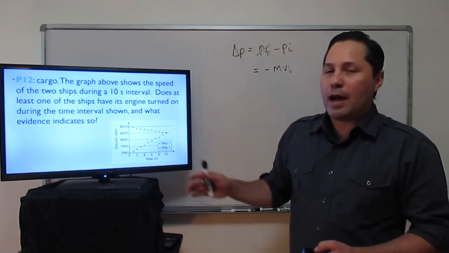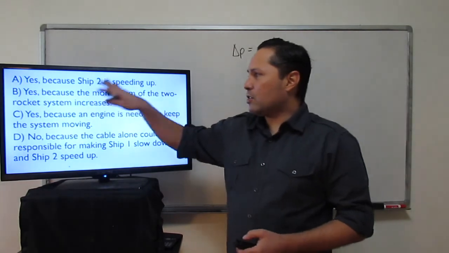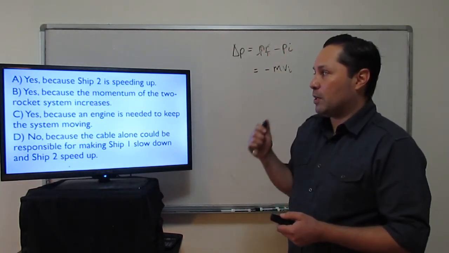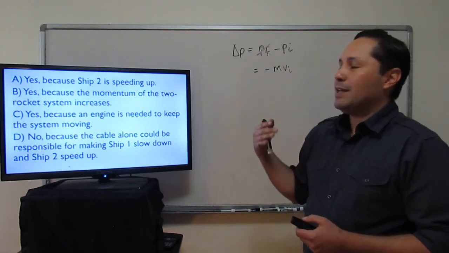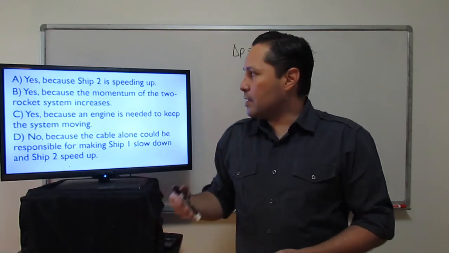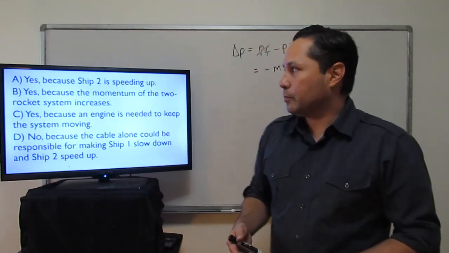So the answer would be yes, and it's actually letter B, yes, because one of the ships did have the engines on, and the reason for that is because the momentum of the two ships increased. So if it has more velocity, it has more momentum. Alright, so that's the answer for this problem, letter B.